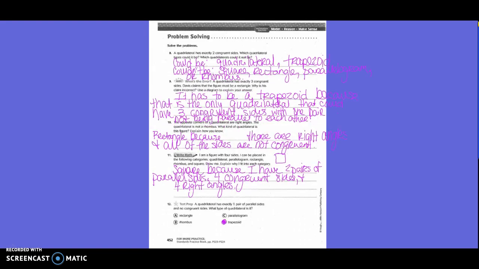Number 8, a quadrilateral has exactly 2 congruent sides. Which quadrilateral types could it be? Which quadrilaterals could it not be? So it could be a quadrilateral and a trapezoid. It couldn't be a square, a rectangle, a parallelogram, or a rhombus.